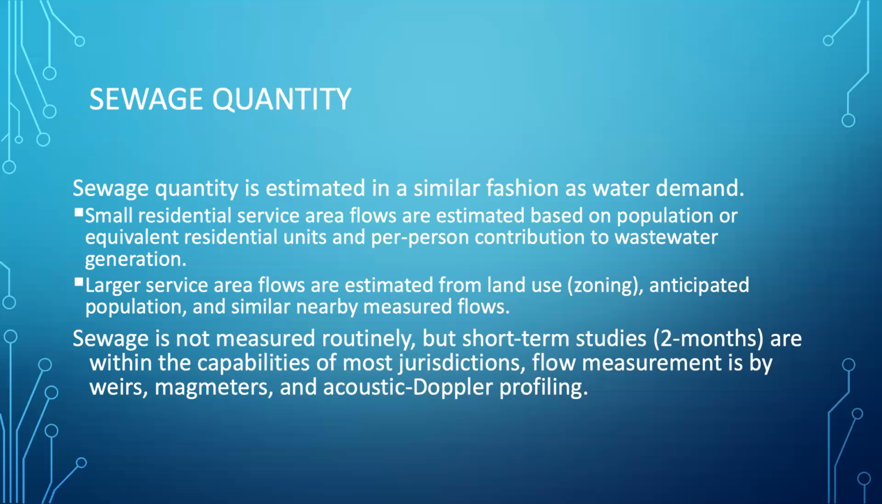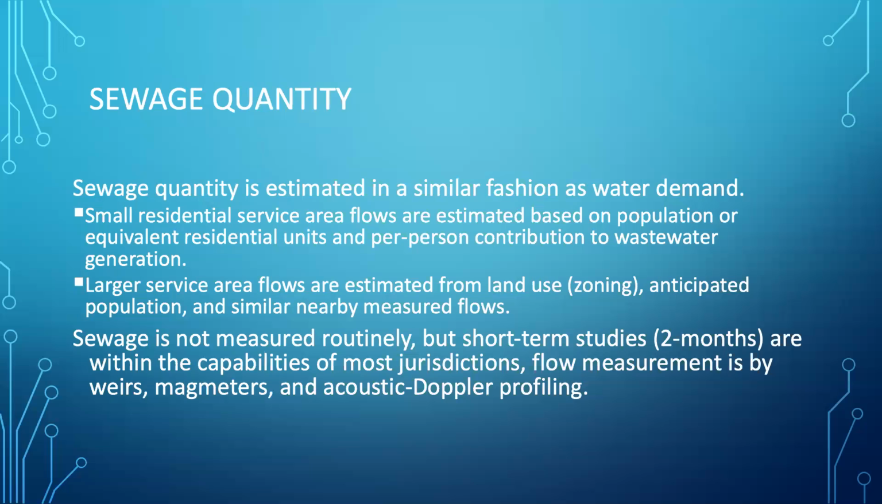Short-term studies are certainly within the capabilities of most engineering firms. Flow measurement is by a variety of tools. Weirs, mag meters, which is a shortening of a type of meter that takes advantage of the magnetic field caused by sewage because of the solids and various other materials in it. And acoustic Doppler profiling, if you can put the transducers in such a way that they don't collect too much toilet paper, that can be used. There's a lot of technologies available. The latter two, mag meters and acoustic Doppler, are still on the expensive side.